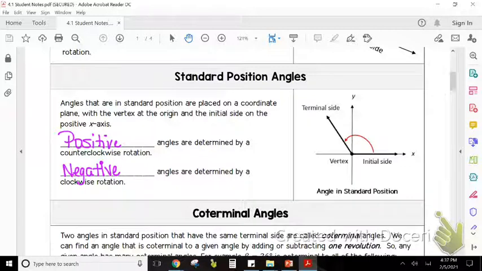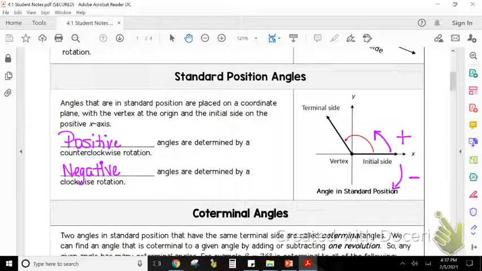All right, so if we're going counterclockwise, like the one they have drawn, it's going to be a positive angle. But if they go clockwise, our angle will be negative. The angle size itself would be the same if one was 40 degrees and one was negative 40 degrees. The positive and the negative just tells us the direction in which it's going.